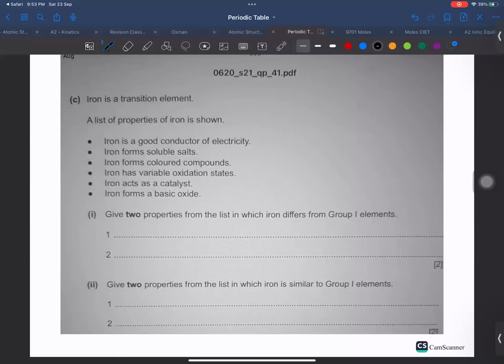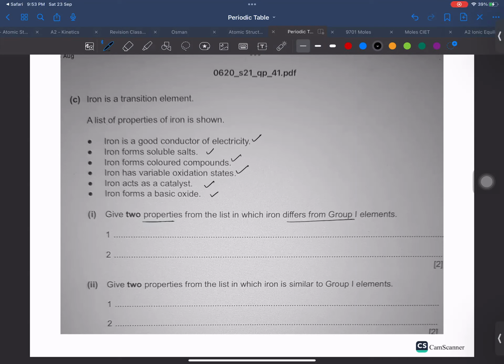This is one more question we have. Iron is a transition element. A list of properties of iron are shown. You can see this: a good conductor of electricity, soluble salts, colored compounds, variable oxidation state, acts as a catalyst, forms a basic oxide. You have to choose two properties from the list in which iron differs from group 1, right?